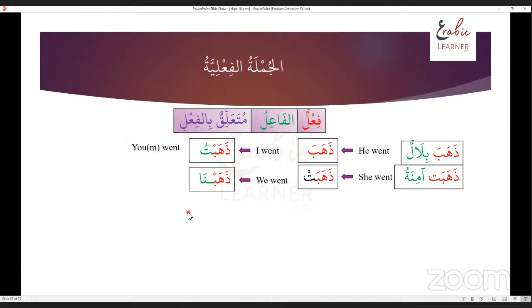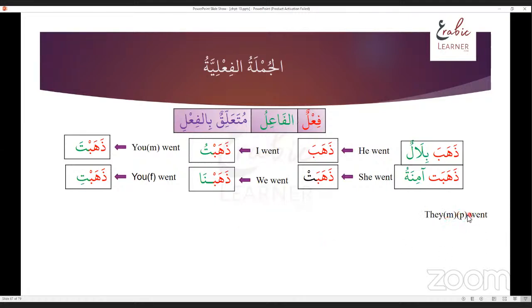"You went." Zahabta. Masculine. If I'm writing M in the bracket, that means I want the masculine. Okay. "You went," feminine. Zahabti. Well done.